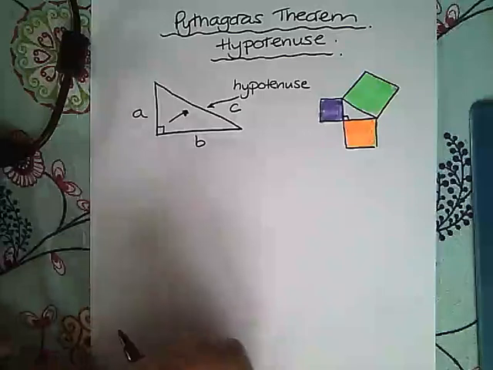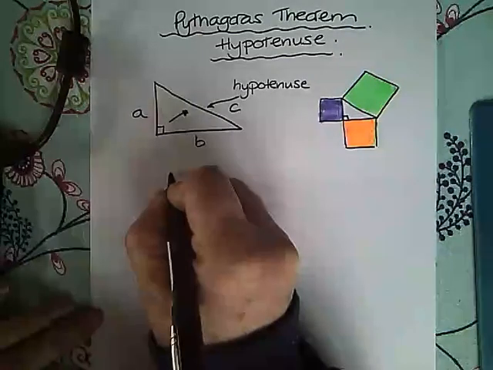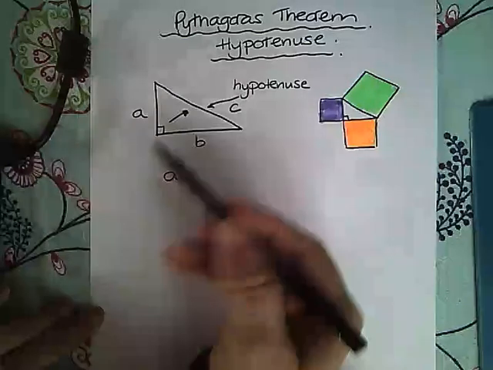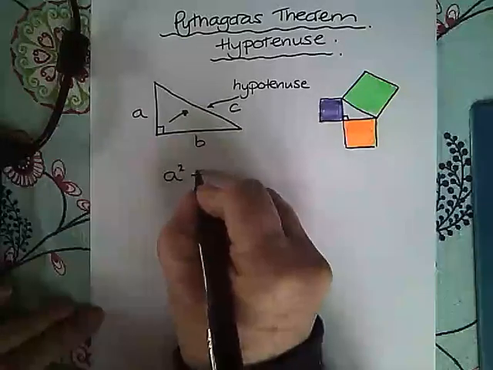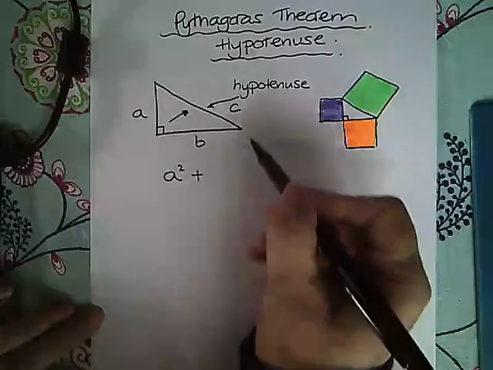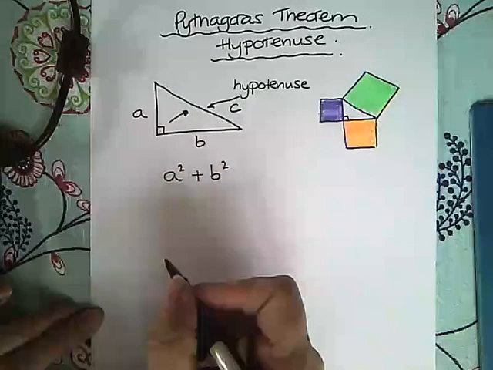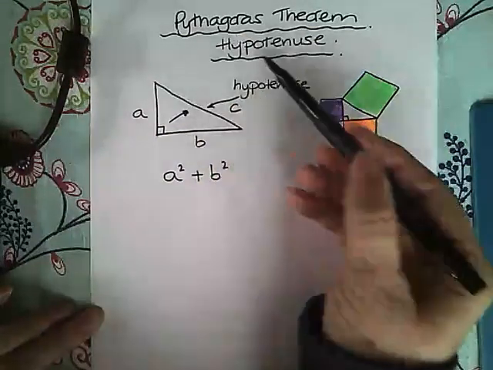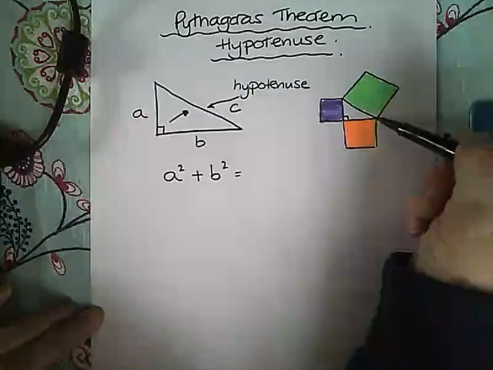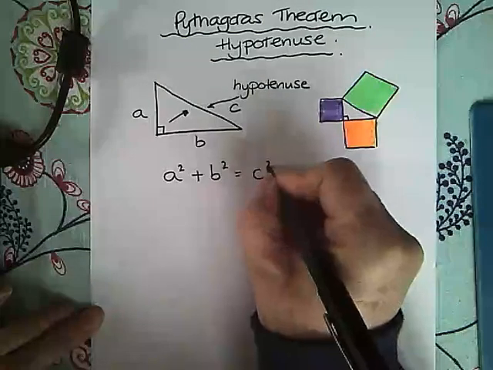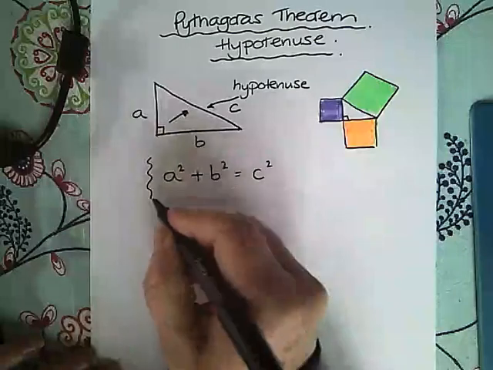So we can summarise Pythagoras' theorem by writing the area of the square on this side, a squared, added to the area of the square on this side, the orange bit, b squared, is equal to the area on the hypotenuse, which is this green square here. a squared plus b squared equals c squared. And this is Pythagoras' theorem, and he worked this out.